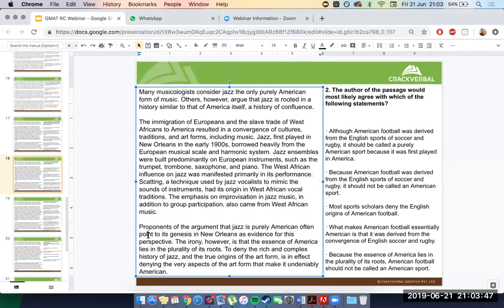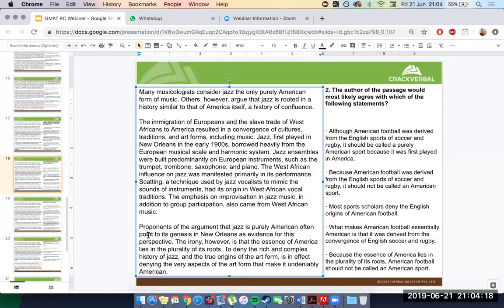And essentially, what are they saying? There's 3 sentences here, and those 3 sentences are saying that the people who believe that jazz is purely American, the reasoning that they use to come to their conclusion is that jazz started in New Orleans. That's the first statement. That's pretty obvious. The second statement is that the irony, however, is that the essence of America lies in plurality. So what she's saying is that what makes something American is plurality. What makes something American is that it has lots of different influences.